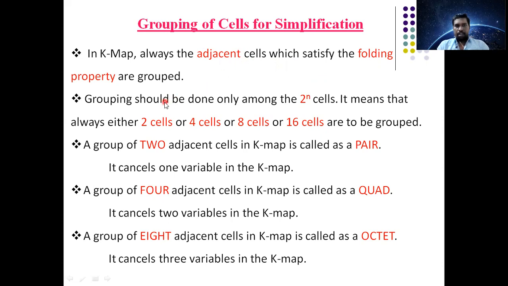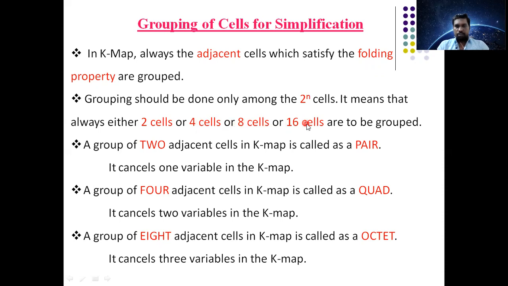The main thing you need to remember is the grouping should be done only among 2 power n number of cells. So what is 2 power n? If you substitute n equal to 1, you will get 2 cells. If n equal to 2, you will get 4 cells. If n equal to 3, you will get 8 cells. That is 2 power 1, 2 power 2, 2 power 3, and 2 power 4, like that.